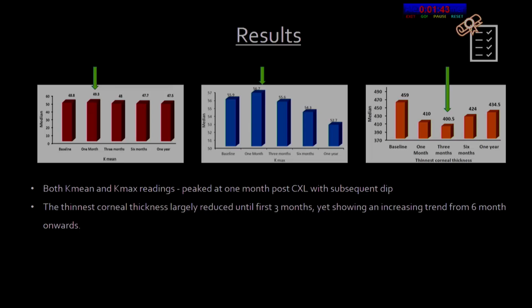Coming to the K-mean and K-max readings, which peaked at 1 month post CXL with subsequent dip, and the thinnest corneal thickness largely reduced until the first 3 months, yet showing an increased trend from the 6 month onwards.